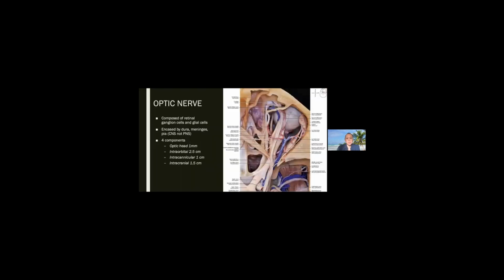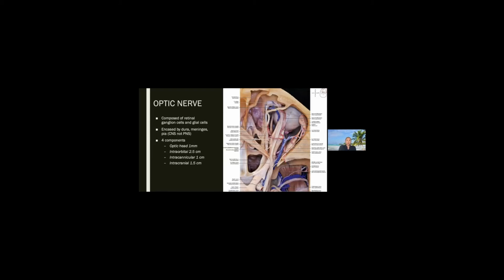And then, of course, the most important nerve of them all is the optic nerve, which is composed of retinal ganglion cells and glial cells. It is part of the CNS and not the peripheral nervous system. It's encased by the dura, the meninges, the pia, and its myelin is made up of oligodendrocytes, not Schwann cells.